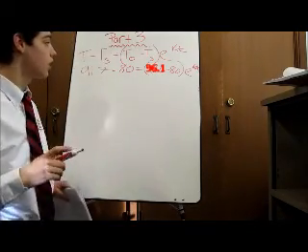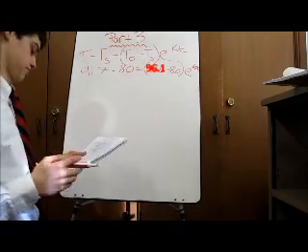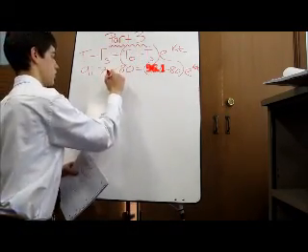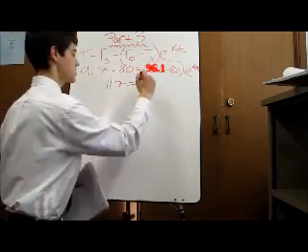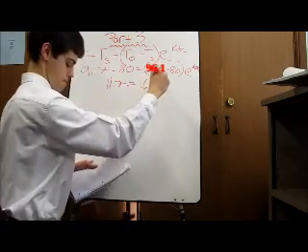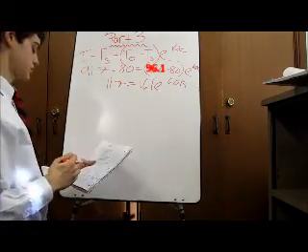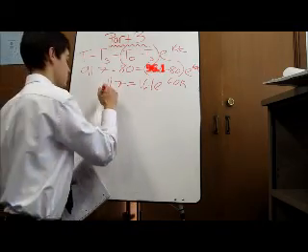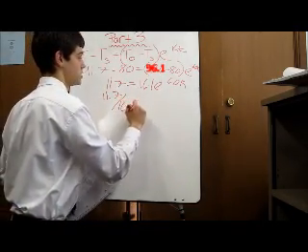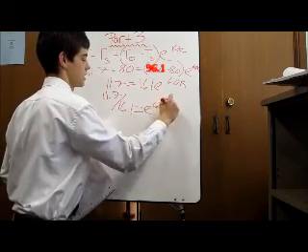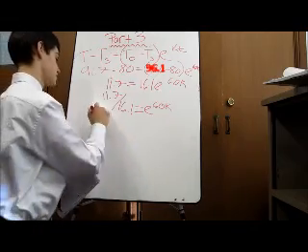Now we're going to solve for k. So we get 11.7 is equal to 16.1 e to the 60k. Now we're going to divide both sides by 16.1, so we get 11.7 over 16.1 is equal to e to the 60k. Now we're going to take the ln of both sides.